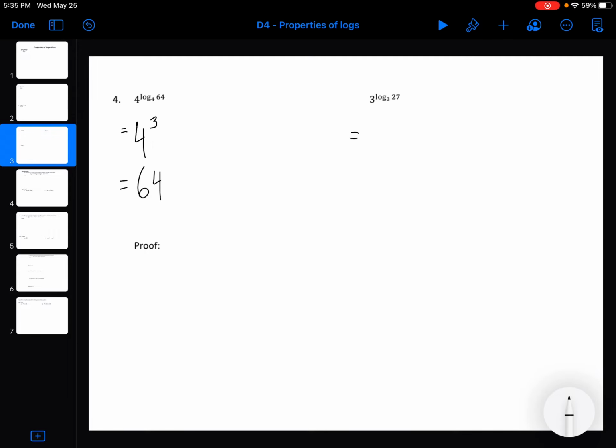Same thing over here. We've got 3 to some exponent that makes 27. So 3 to the 3 is 27, and that's going to be 27.